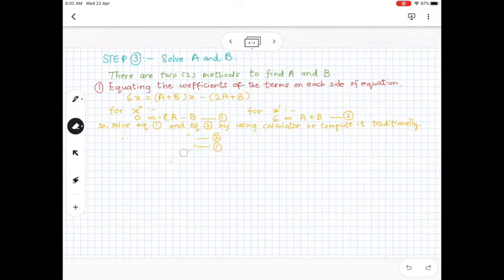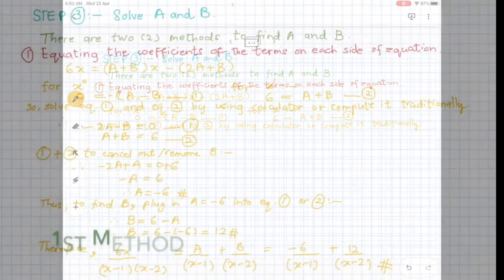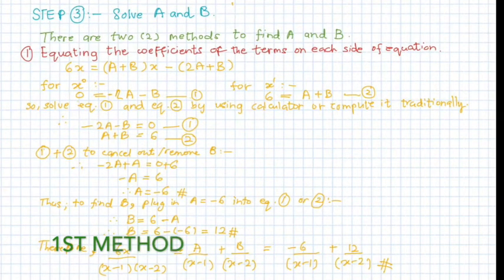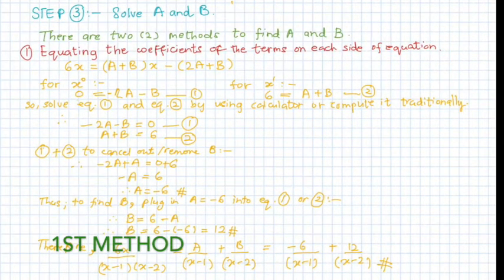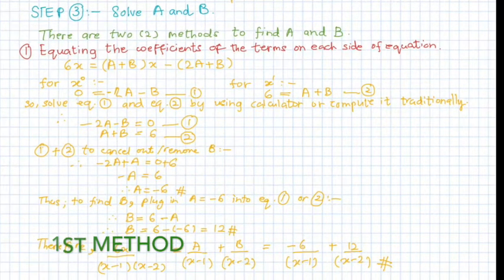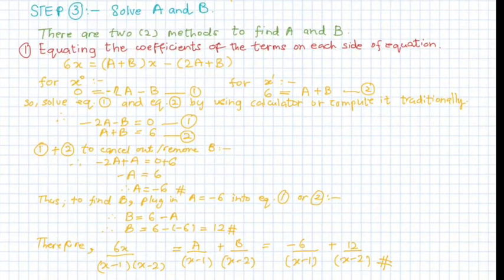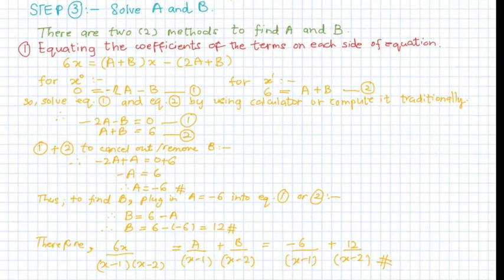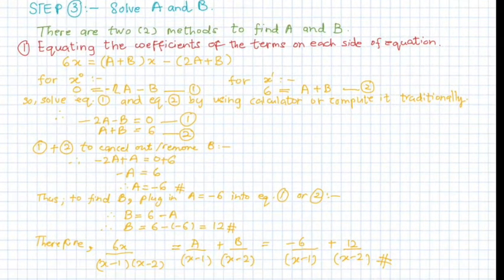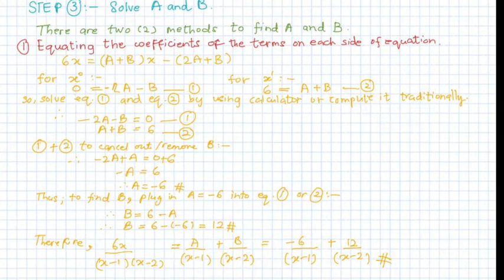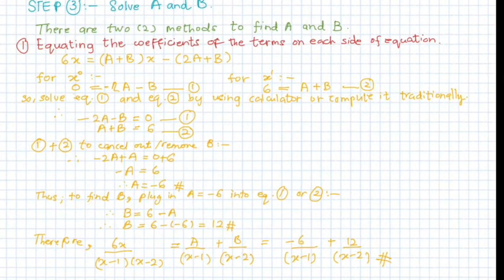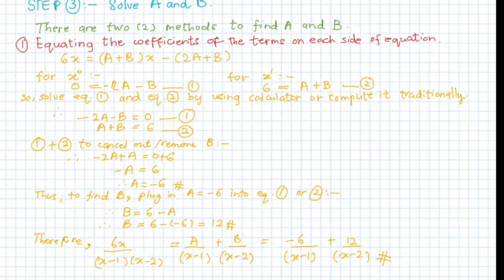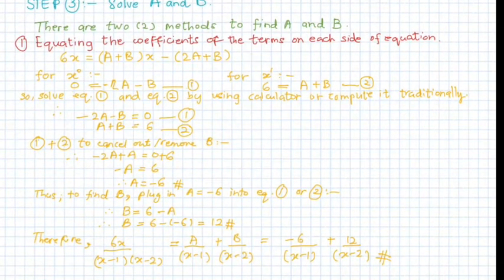Now we go to the next step, which is step 3. In step 3, we need to solve for A and B. There are two methods to find A and B. The first method is equating the coefficients of the terms on each side of the equation. What does it mean by equating the coefficients? It means that first, we need to determine the coefficient of x on the left side. Here we only have 6x. It means we only have x to the power of 1. So the coefficient of x equals 6.